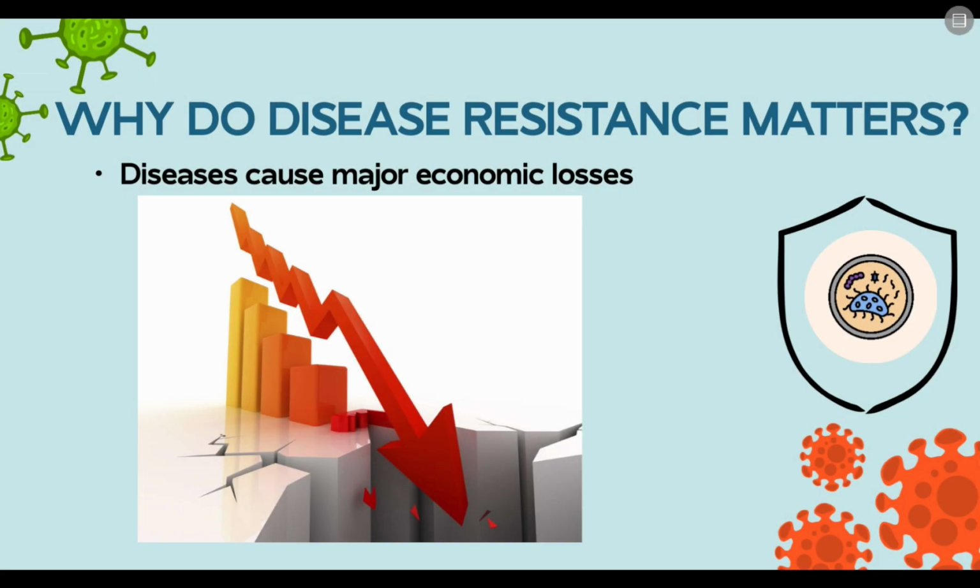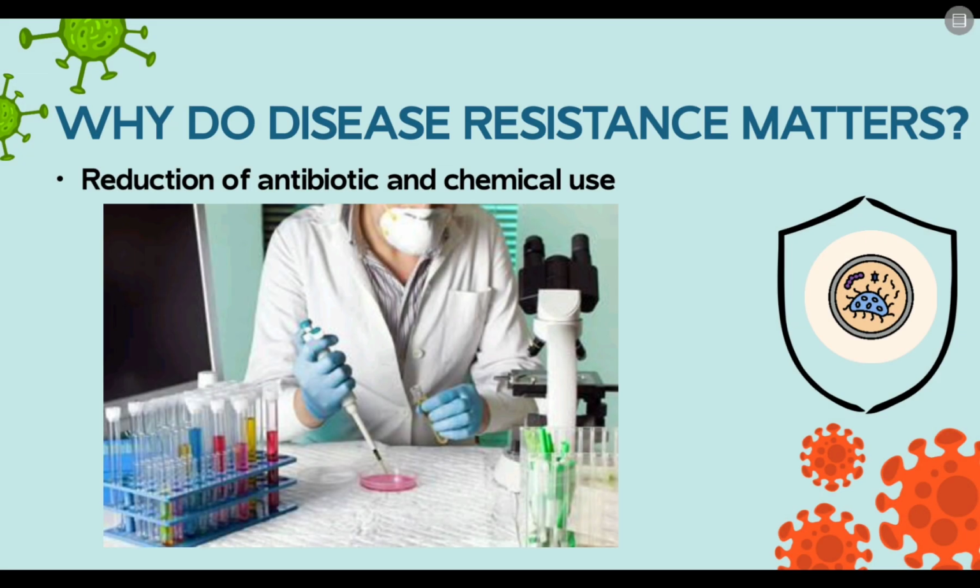And why does disease resistance matter? First, diseases cause major economic loss. Fish farms often raise thousands of fish in one area, making it easy for disease to spread quickly. When an outbreak happens, large numbers of fish can die in a short time. This leads to huge financial losses because farmers lose their stock, waste food, and must spend more on treatments and disinfecting the facility.